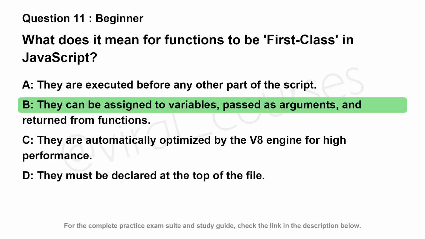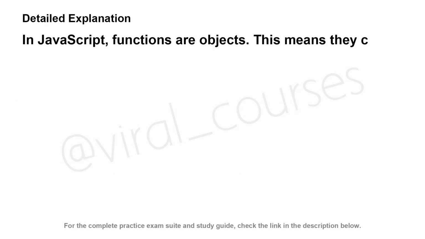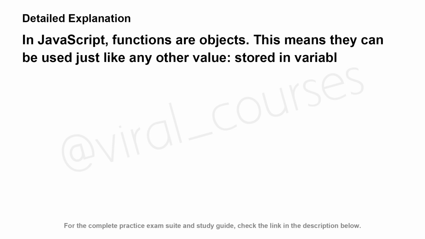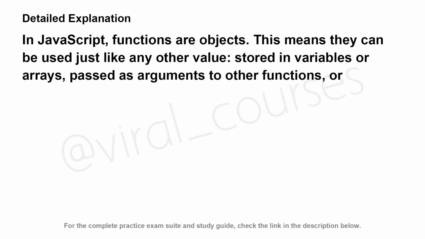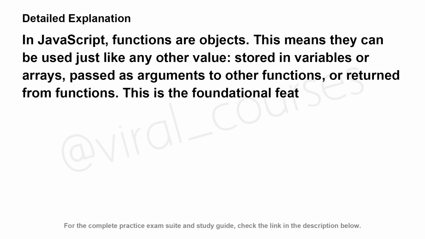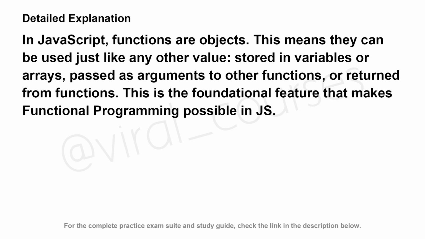The correct answer is B. In JavaScript, functions are objects. This means they can be used just like any other value, stored in variables or arrays, passed as arguments to other functions, or returned from functions. This is the foundational feature that makes functional programming possible in JS.